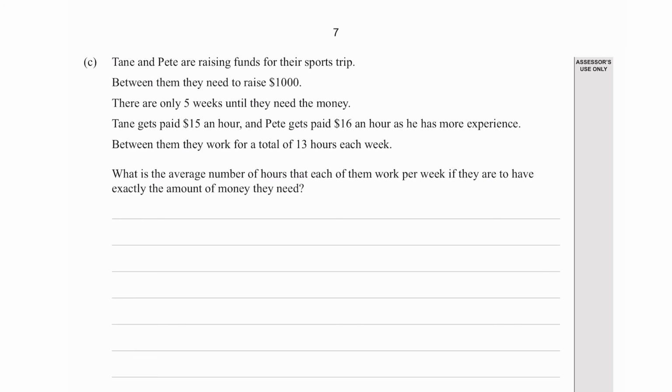Okay, so how do we do this? Well, if you read this, we've got quite a lot of information. It seems pretty obvious that we're going to have to use simultaneous equations. So we've got Tane and we've got Pete. So Tane gets paid $15 an hour. So that's $15 times the hours worked by Pete. So actually the first step we should do is clarify what P and T are going to be. So P is equal to hours worked by Pete, and T is the hours worked by Tane.